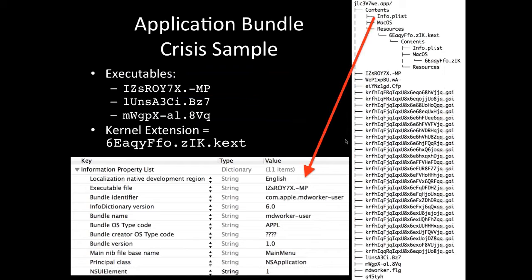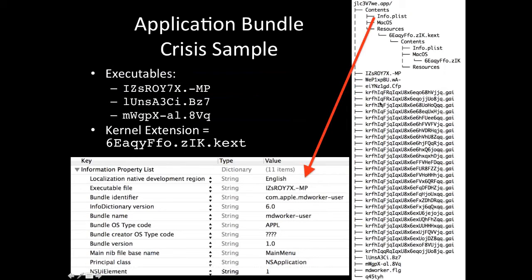So a not so legitimate example. There's a piece of malware that came out maybe a couple of years ago called Crisis. Now, looking at the screenshot on the right here, I'm showing it to you with my cursor. We have this JLC3V7WE.app. Now, right off the bat, that's got a funky name. I'm probably going to look at it a little bit closer than, say, Safari.app. It just looks kind of bad.